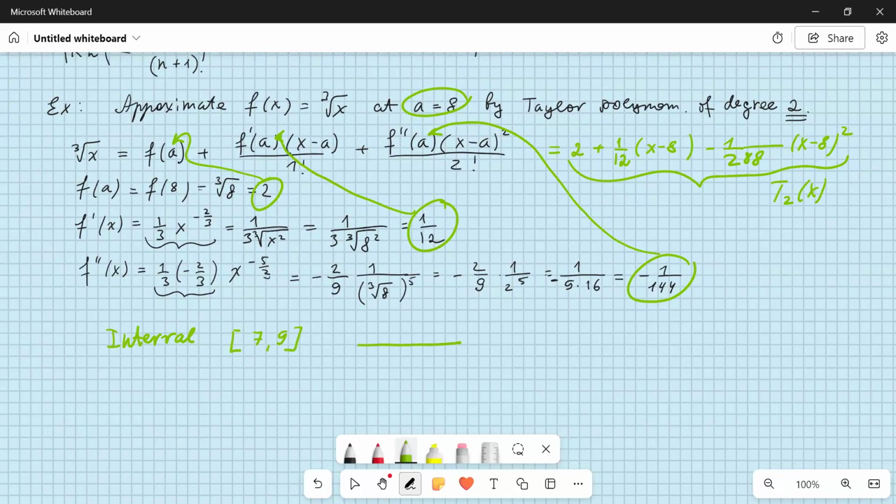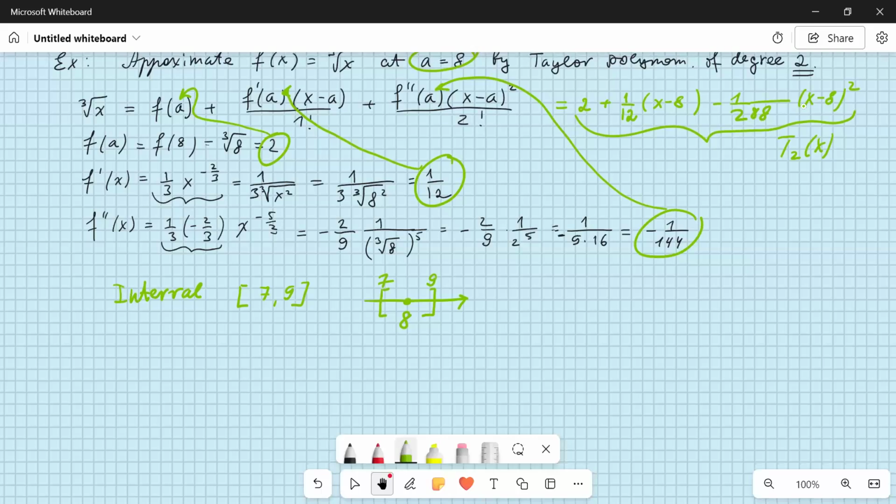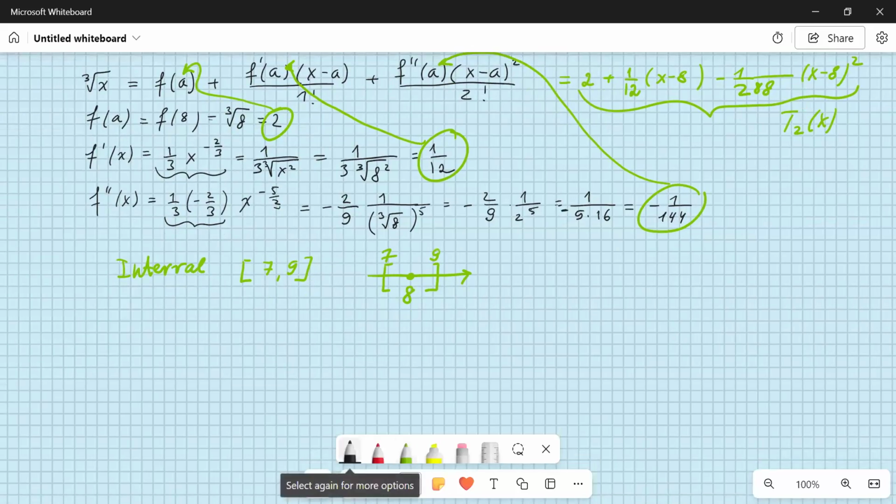Why from 7 to 9? Well, if we have 8 over here, 7 is here and 9 is here. So it's kind of plus or minus 1 from my 8. So I'm going to calculate my R2 estimation by my formula: M over (n plus 1) factorial times (x minus a) to the power of n plus 1.